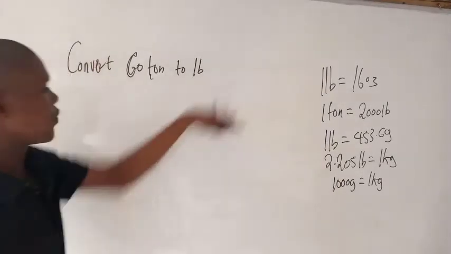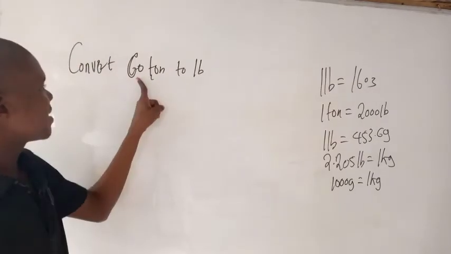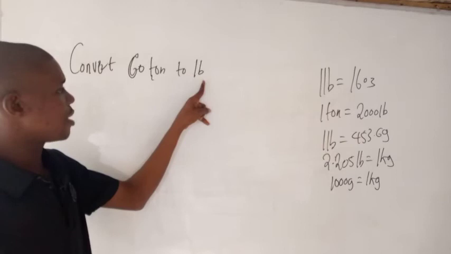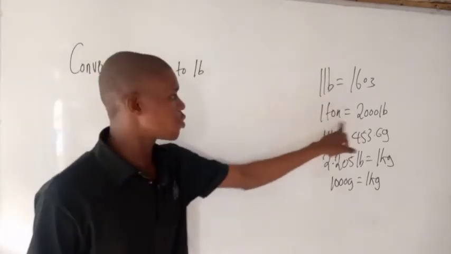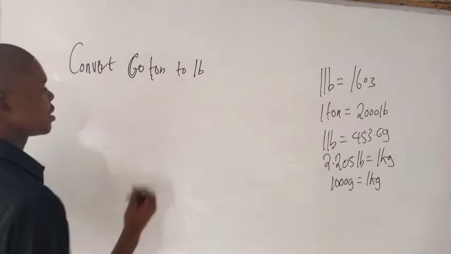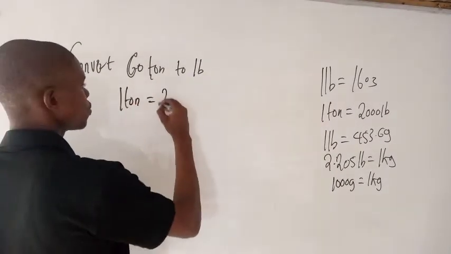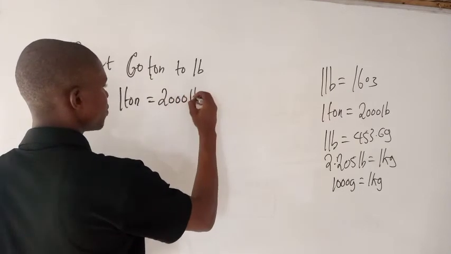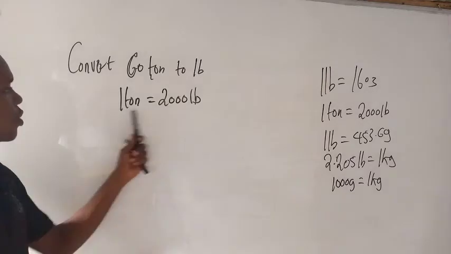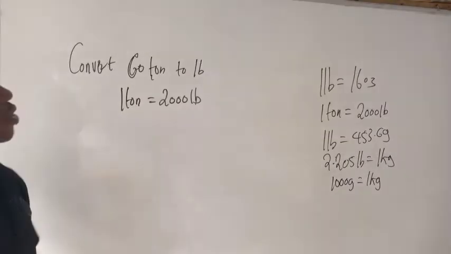So now let's solve it together because we don't have time. We have been asked to convert 60 tons to pounds, right? So what is the relation between tons and pounds here? Here we have 1 ton equals what? 2,000 pounds, right? The relation is 1 ton equals 2,000 pounds. You get? 1 ton equals 2,000 pounds, right?